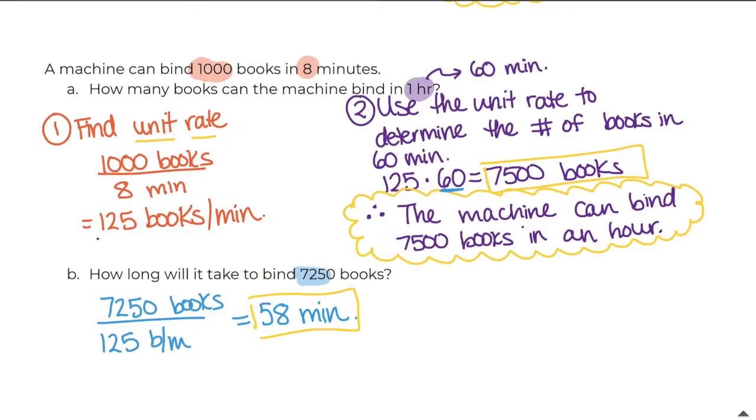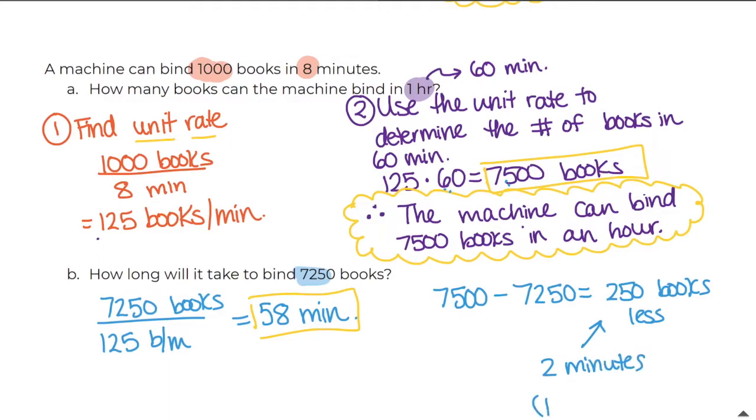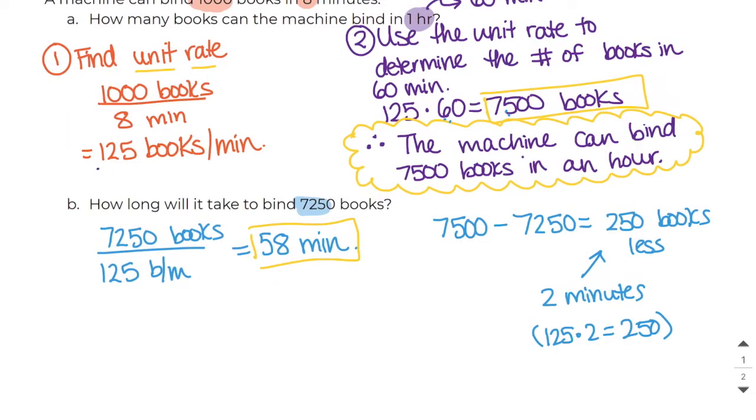If we know that in 60 minutes we can get 7,500 books, and 7,250 books is 250 books less than the 7,500 we can get in 60 minutes, and we can do 125 books per minute, this would be 2 minutes less because 125 times 2 is 250. So if it's 2 minutes less than these 60 minutes, then we can just do 60 minus 2, which is 58 minutes.